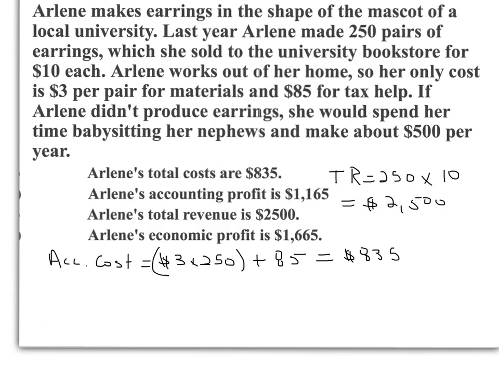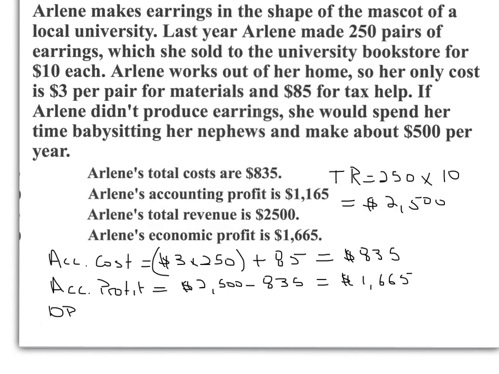So now we can calculate what the accounting profit will be. It doesn't include opportunity cost, so the accounting profit would be the actual revenue, which is $2,500, minus the accounting costs, which are $835, and that will give you $1,665.